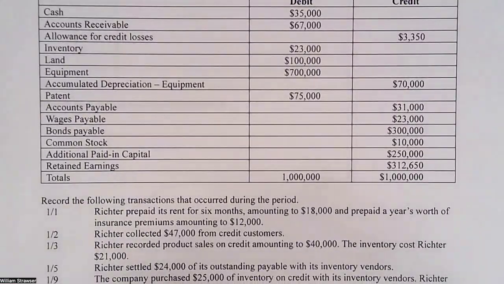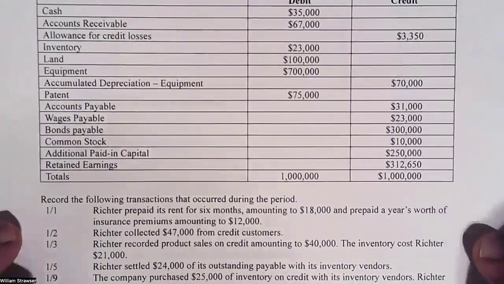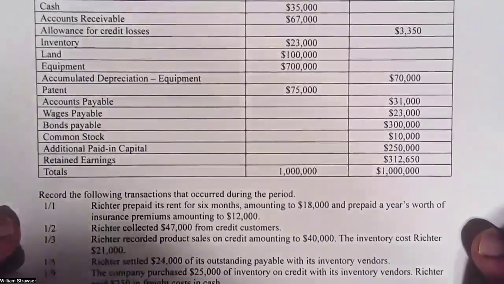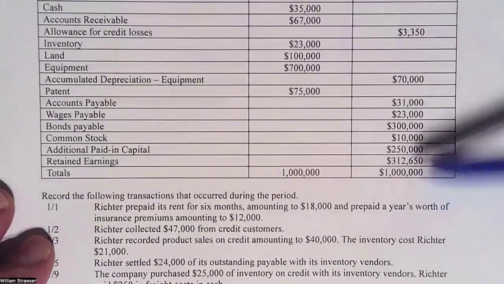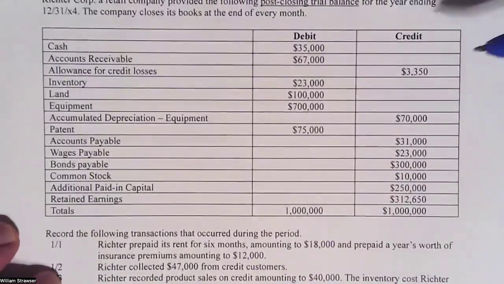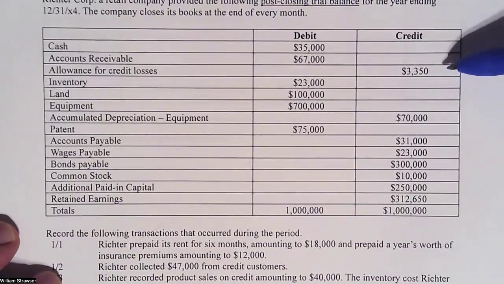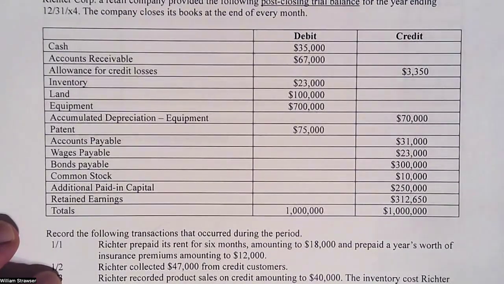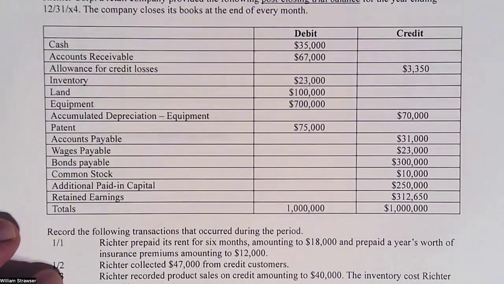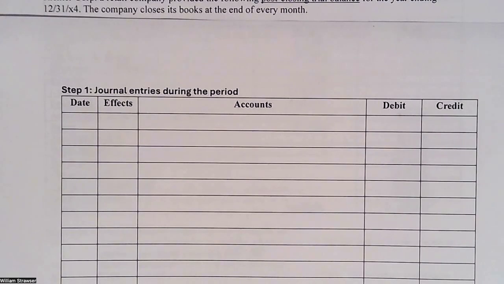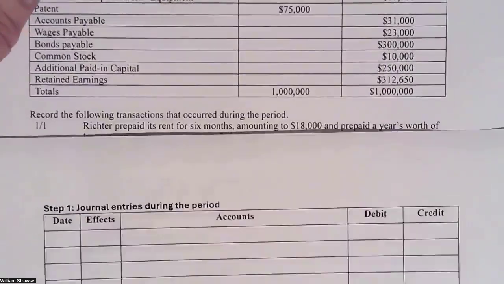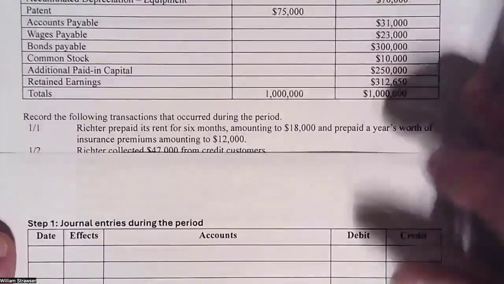So the company has additional transactions. We're going to turn our attention to what's happening to the company in January, and we will reflect back on the importance of this ending trial balance for the prior year once we start to get into step two. But our very first step is to create journal entries and record the transactions that happened during the period. And that's why we turn our attention there at this moment.